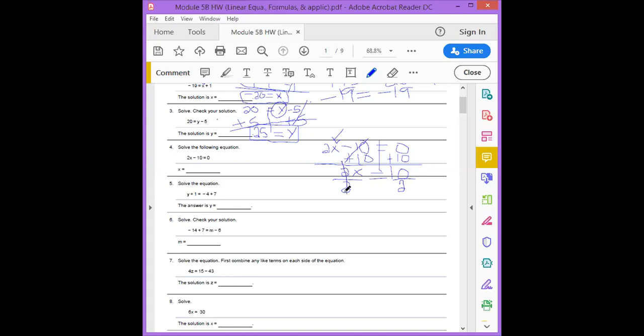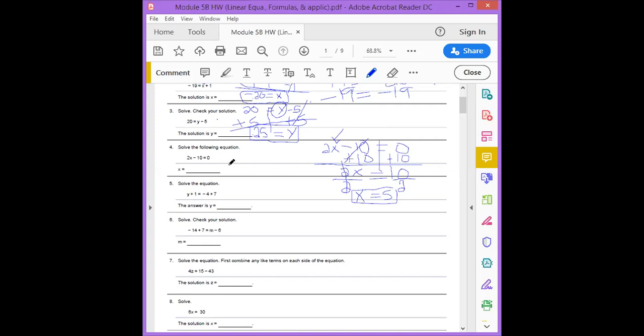When that happens, the 2's will cancel. So 2 over 2 on the left side, the 2's cancel. Bring down your x. And that equals 10 divided by 2, or 5. That's your solution. So this is called a two-step equation because it takes 2 steps in order to get your solution.